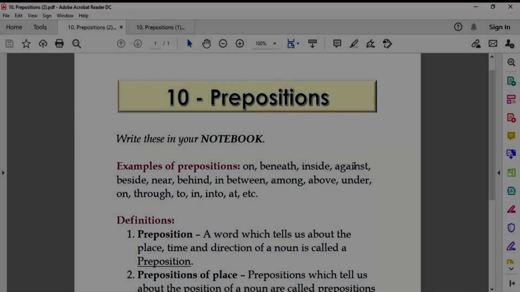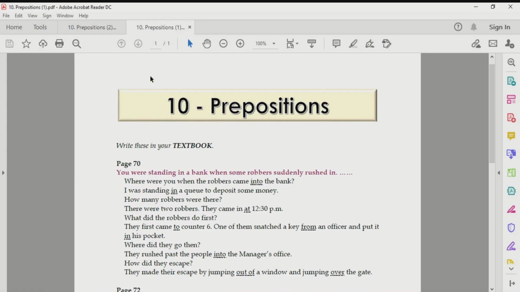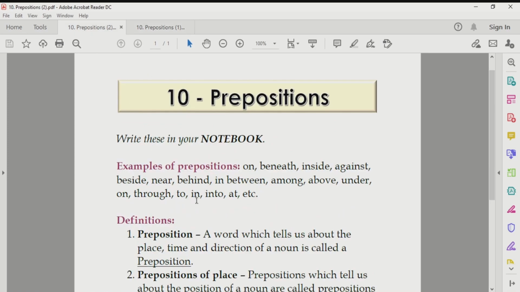Hello students, in this video we will be learning our 10th chapter, that is prepositions. As you can see over here, I have opened PDF number 2. Although I had sent this one to you first, I will be starting with this one. And you can clearly see why I am doing that, because we have the definitions over here. So you have to know the definitions before starting with the exercises.